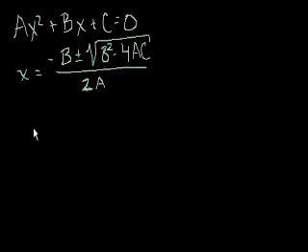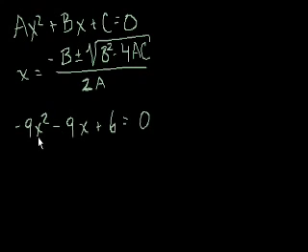So let's say I had the equation minus 9x squared minus 9x plus 6 equals 0. So in this example, what's a? Well, a is the coefficient on the x squared term. The x squared term is here. The coefficient is minus 9. So let's write that. A equals minus 9.